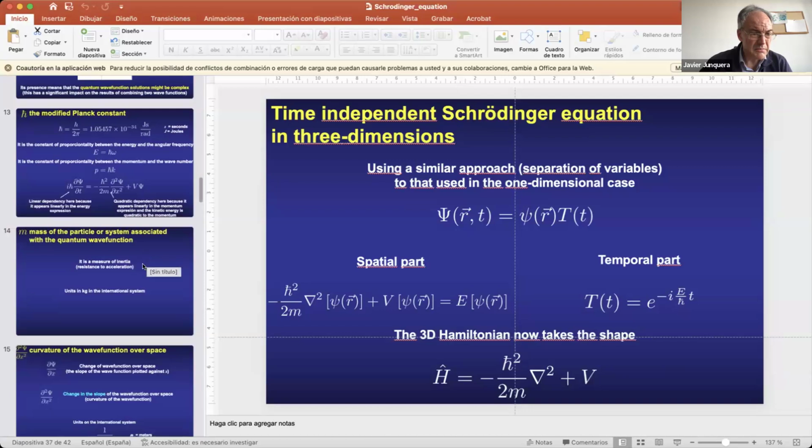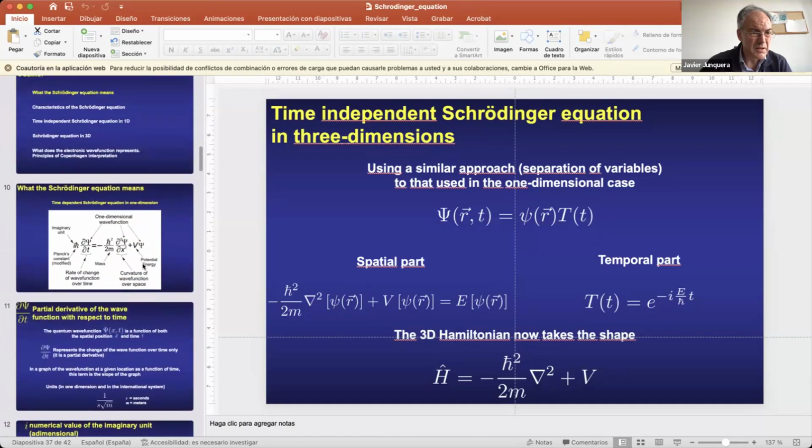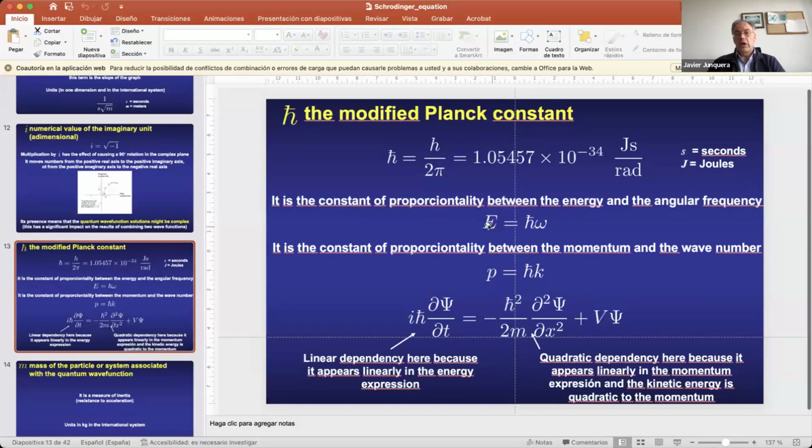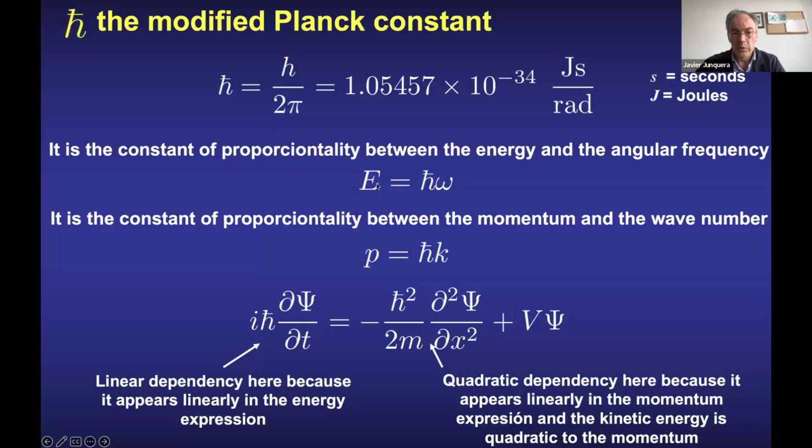So it is this in here. Here you have the relationship, for a wave, between energy and frequency, or between momentum and the wave number. These were known for waves. And then they were just trying to check whether it was possible to find a wave equation for matter.